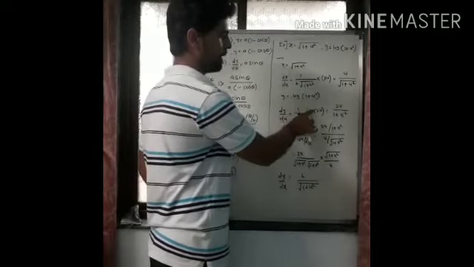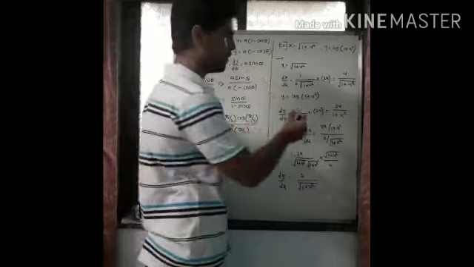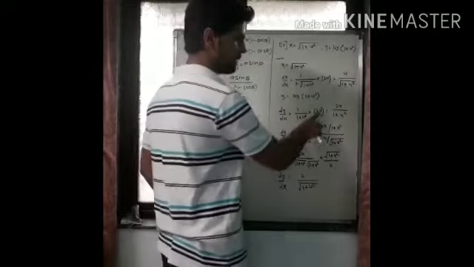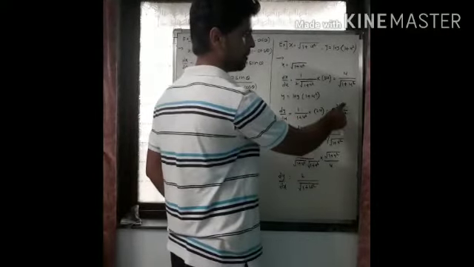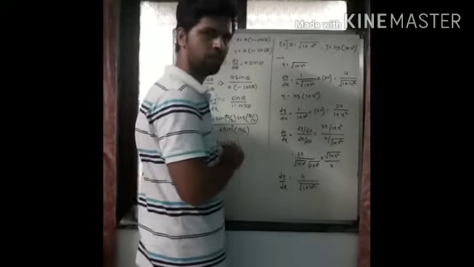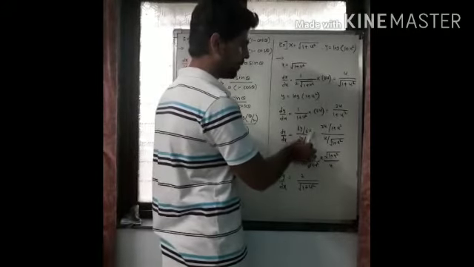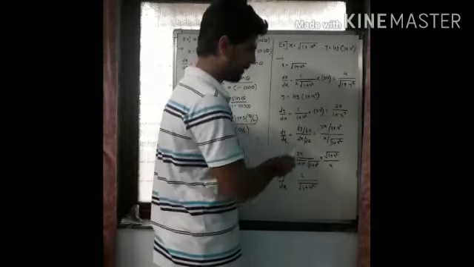So the derivative of 1 is 0, and the derivative of u square is 2u. So 0 plus 2u gives you 2u only. This 2u we write in the numerator, so it becomes 2u upon 1 plus u square. So you got dy by du also. Now the dy by dx formula becomes dy by du upon dx by du. We have both the values.